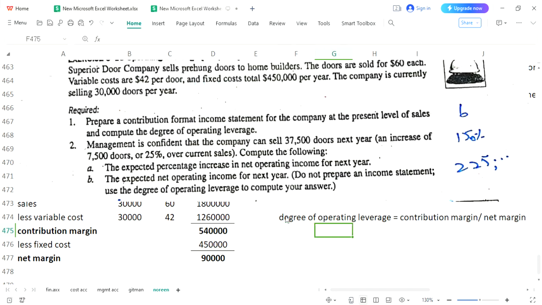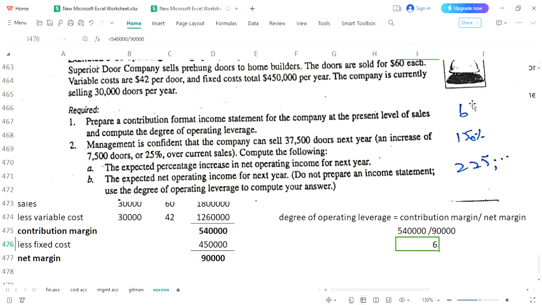Come over here. Now see how much is your contribution margin. You calculated over here. Contribution margin was 5,40,000. So you are open to put 5,40,000 over here. It's time to divide by net margin. So your net margin is over here, 90,000. So put 90,000 over here. Now 5,40,000 divided by 90,000. So it's 6. Degree of operating leverage we have calculated.